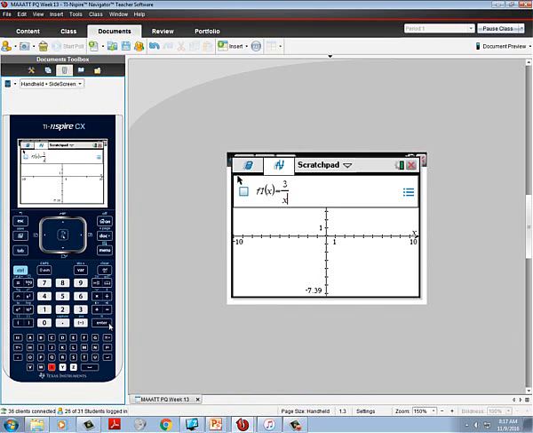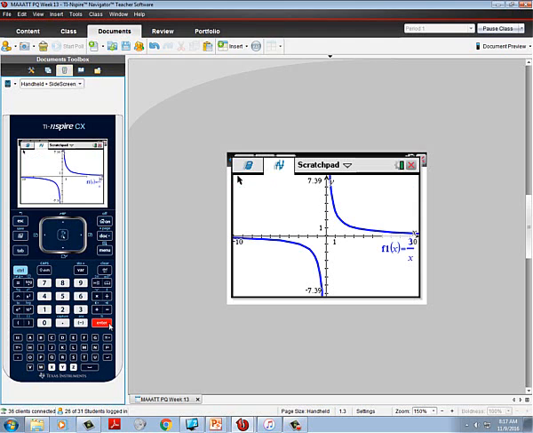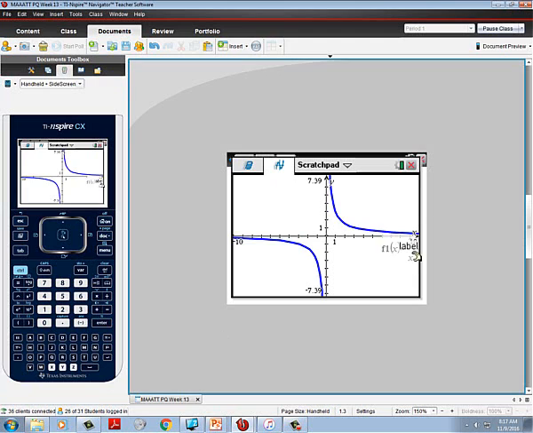I keep putting multiplex over. All right. And you'll notice on some of the pictures we've seen, some of the older calculators would graph the asymptote. This one does not. You just have to kind of see that it's there.